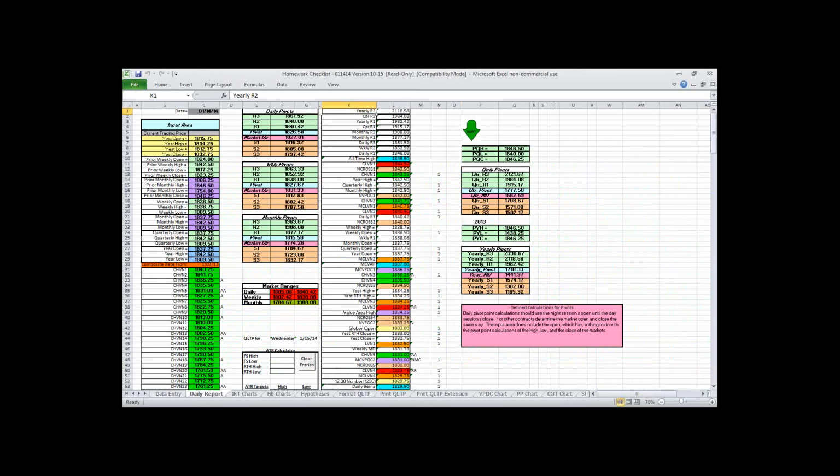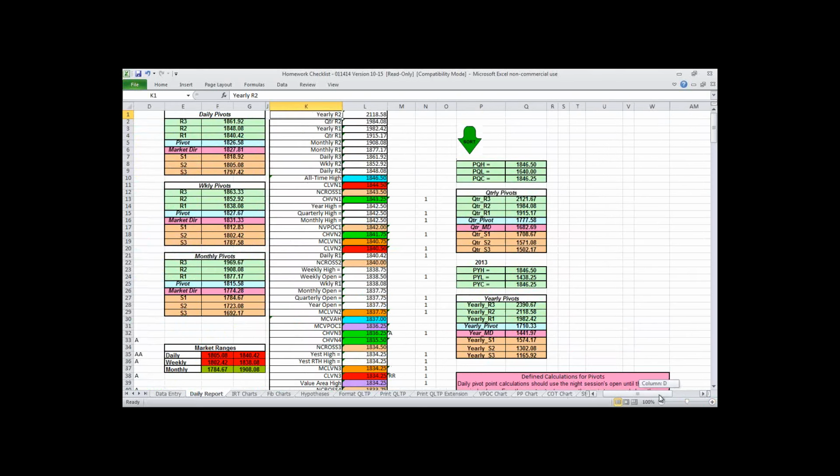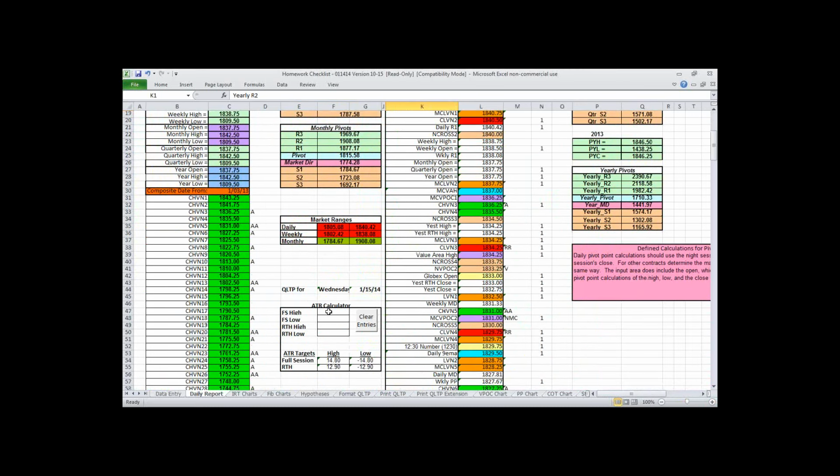In terms of the full session ATR targets, just got to check to see if we've made a new high yet in Globex. So our Globex high right now is 37.75. Let me just expand this a little bit. Our full session high right now is 18.37.75, and our full session low so far is 18.31.50.